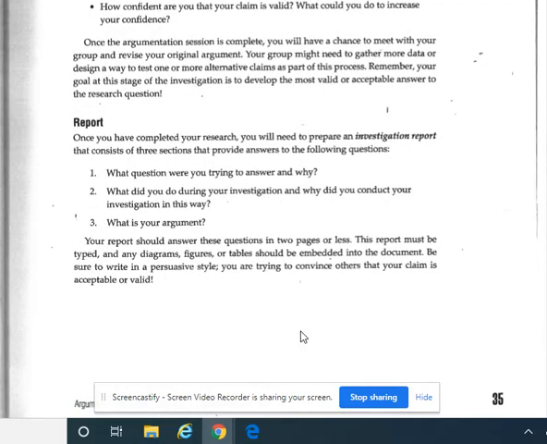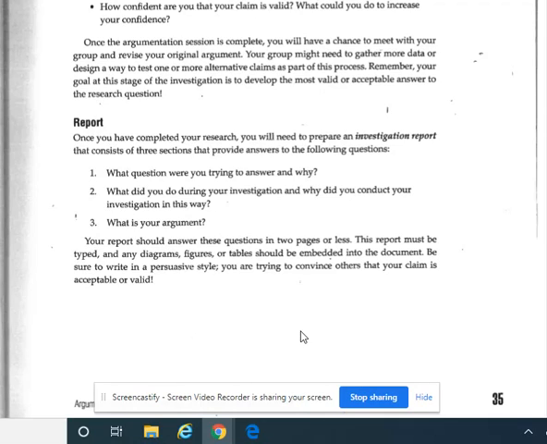Report. Once you have completed your research, you will need to prepare an investigation report that consists of 3 sections that provide answers to the following questions. 1. What question were you trying to answer and why? 2. What did you do during your investigation and why did you conduct your investigation in this way? 3. What is your argument? Your report should answer these questions in 2 pages or less.